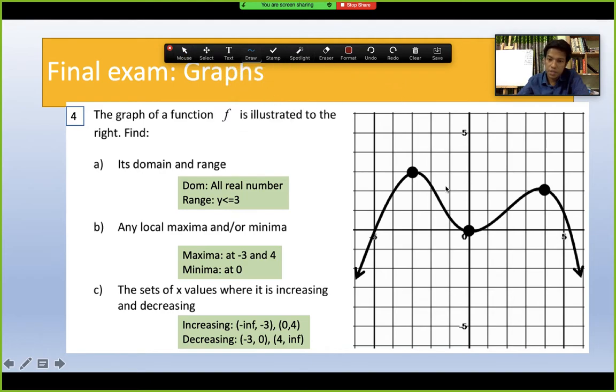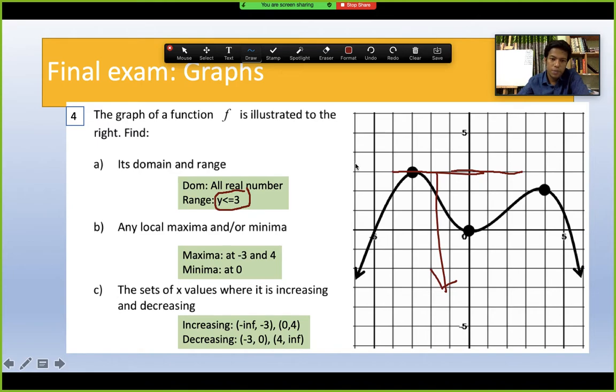Now the range. You see the maximum value of this function is here on this line. This is the maximum value, and the minimum value is going to negative infinity. So this is +3: 1, 2, 3. This is +3. So the range has to be y less than or equal to 3. So the range is less than or equal to 3.